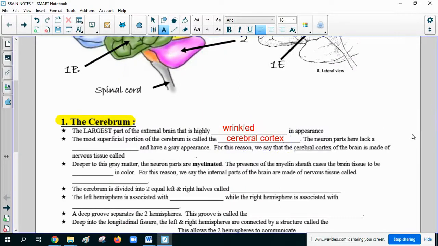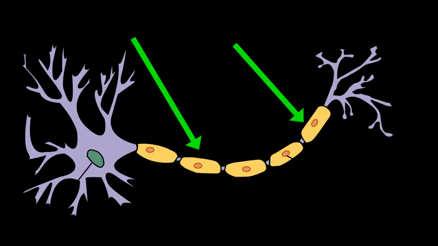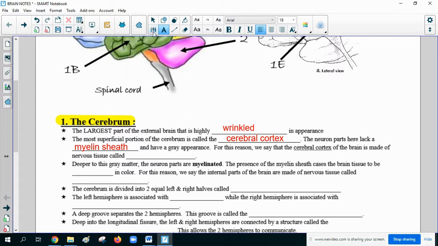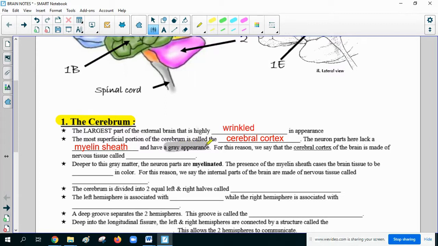Now, that's the part of the brain where the cell bodies are and the dendrites are. And we know in terms of neuron structure, those parts of the neuron do not have a myelin sheath. The axon's the only part that has the myelin sheath. And so they have a gray appearance. So I'm going to grab this gray color and highlight right here.